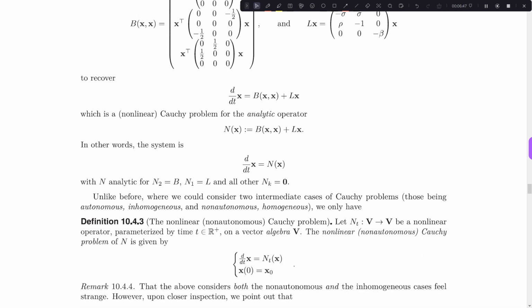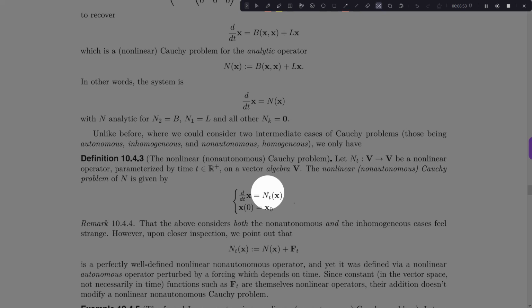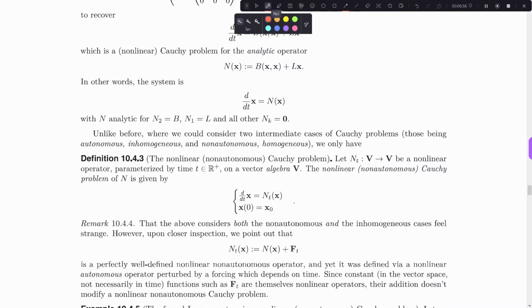If I move onwards, we get to the nonlinear non-autonomous Cauchy problem. And this time we allow N to depend on time. So N can evolve in time now.